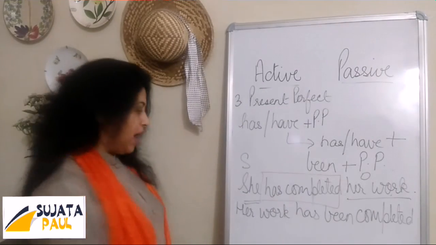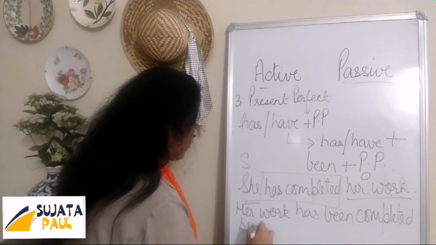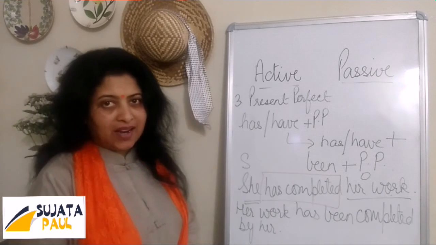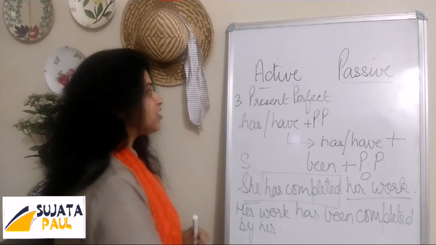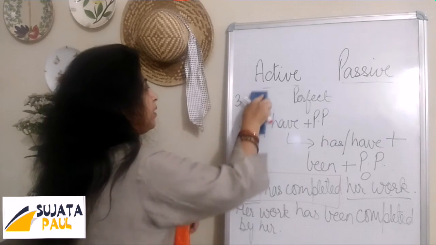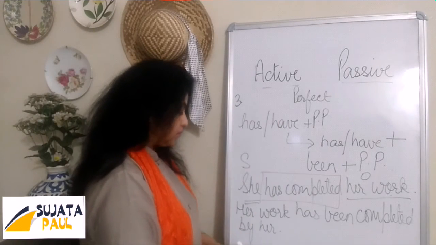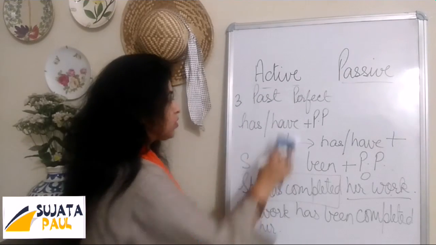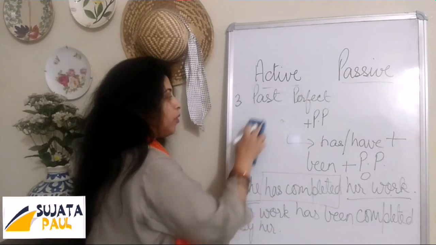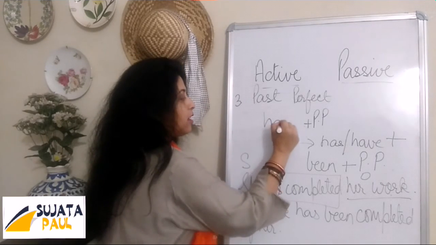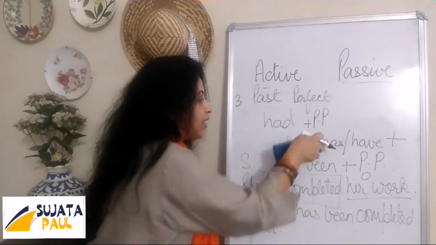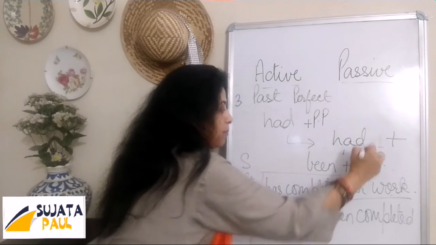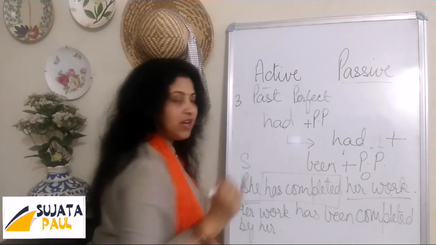You can write by her. You can leave it also. I hope these 3 rules are clear. And the last one for this video is the past perfect. In past perfect again, you use had. So there is no problem. You will have had here plus the past participle, and here you will have had plus been plus past participle.